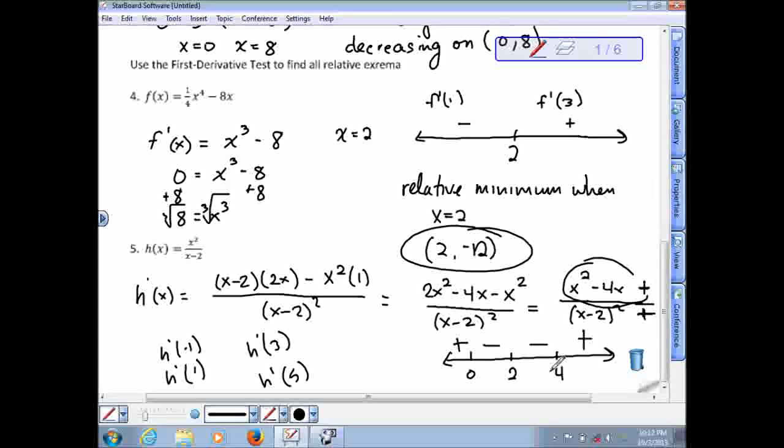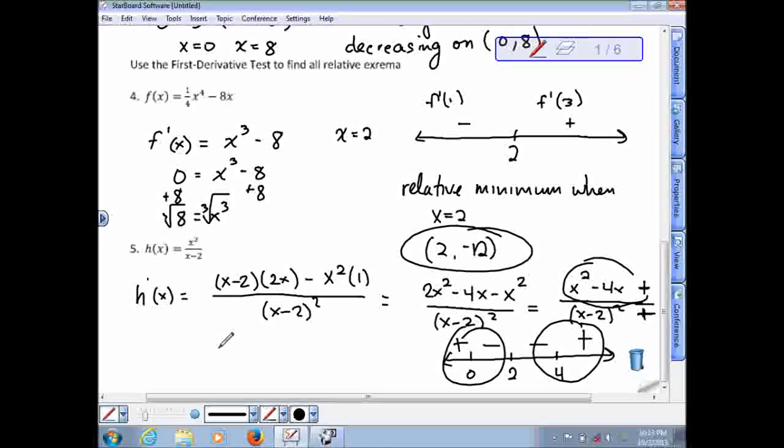So even though we have three critical values, only two of them are actually going to yield a local or relative extreme. It's when the graph changes from increasing to decreasing, such as right here, or decreasing to increasing, which is right here. So that critical value and that critical value are actually local extremes.